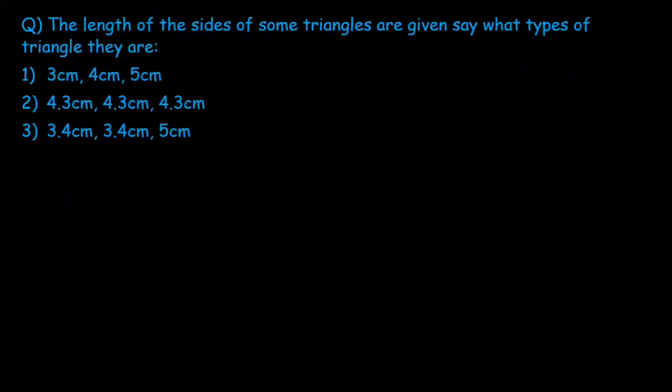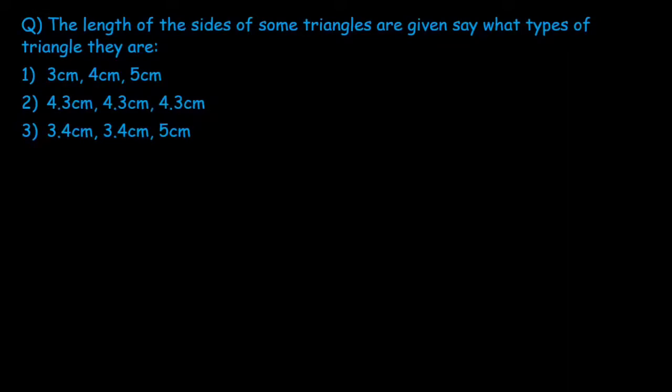Students, now here there's a question given to us. The lengths of the sides of some triangles are given. Say what types of triangles they are. So here there is the first one, that is 3 centimeter, 4 centimeter, 5 centimeter. Then we have the second one, 4.3 centimeter, 4.3 centimeter and 4.3 centimeter. And the third one is 3.4 centimeter, 3.4 centimeter and 5 centimeter.